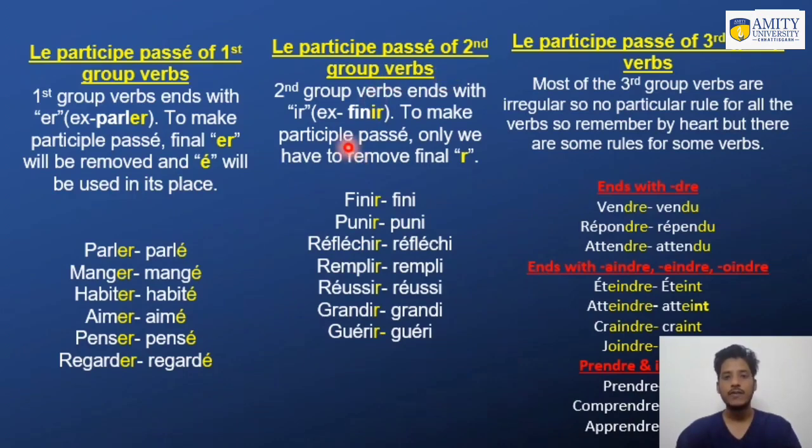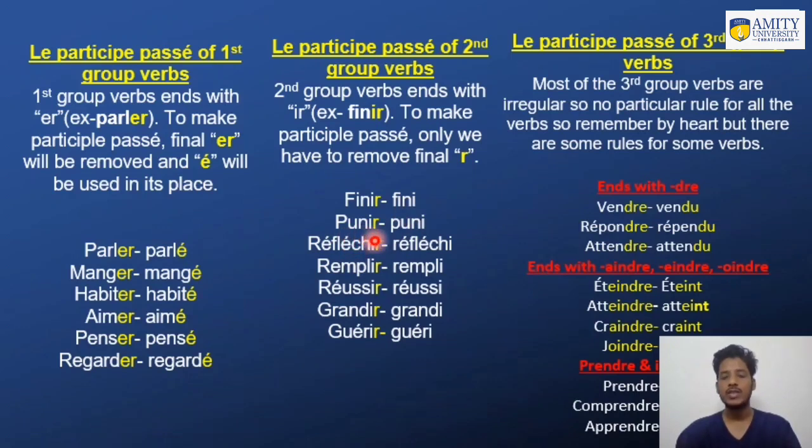For example, finir. What is the ending? Ir. Or there are other examples: punir, réfléchir, remplir, réussir, grandir. Get it. Now finir. Simply you have to remove the last r. Look, finir, r is removed. What is left? Fini, fini. That is the participe passé, fini.